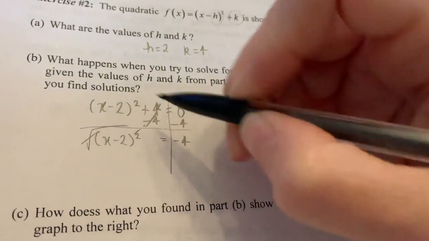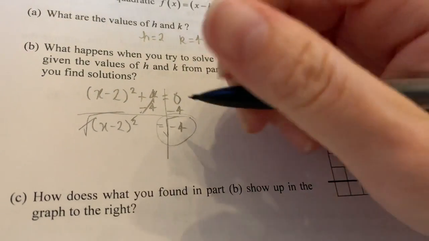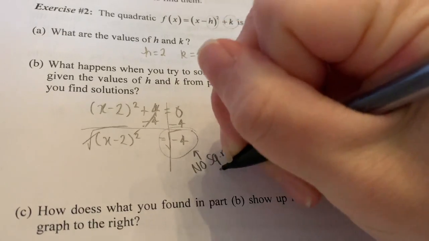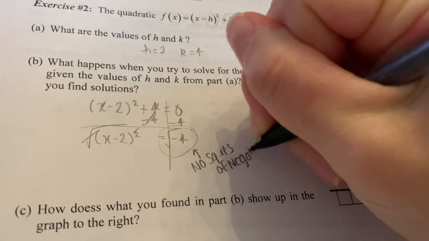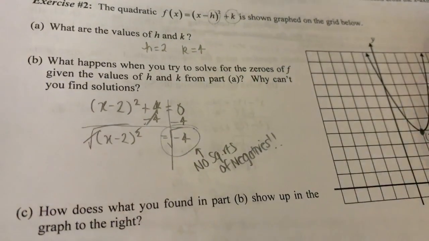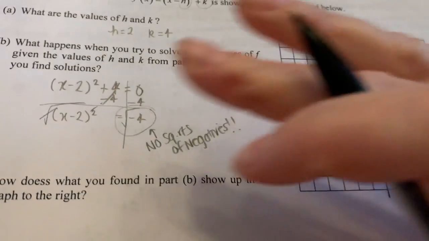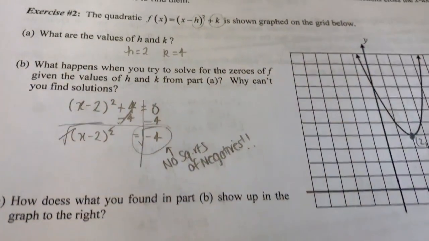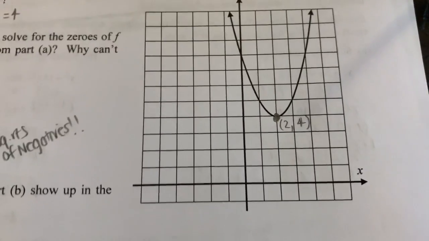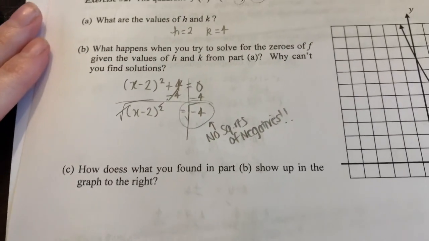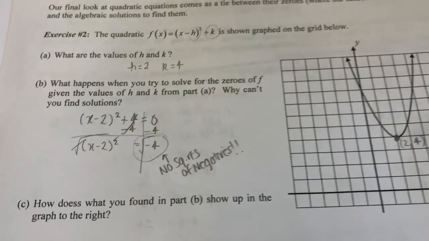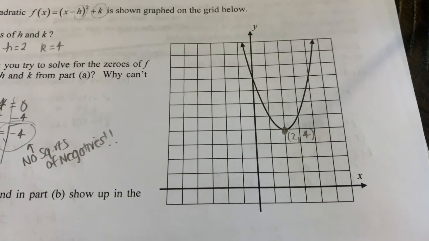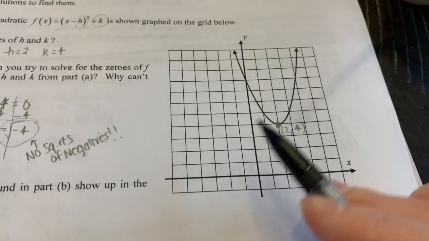Taking the square root of both sides, oh, wait a minute. Can't take the square root of a negative, right? Not until Algebra 2 and Trig. Okay, so this is a no-no. We can't find any number that's going to multiply by itself and give us negative 4. Take a look at your graph. What do you notice? When we're solving a quadratic equation, what we're actually finding are the zeros. We're finding where the quadratic equation crosses the x-axis. And as you can see from this graph, it doesn't cross the x-axis.